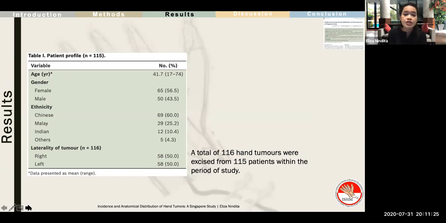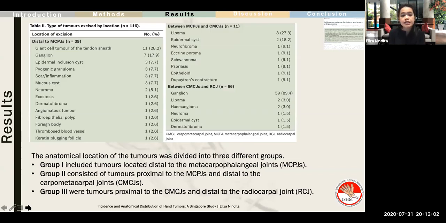There were 115 patients in the study, but there were 116 hand tumors that were excised from 115 patients within the period of study. The females were 65 patients, and the males were 50 patients. Most of the patients in Singapore are Chinese, as most of the population is. And the laterality of the tumor is almost the same, right compared to left. And here are the types of tumor that were excised by location.